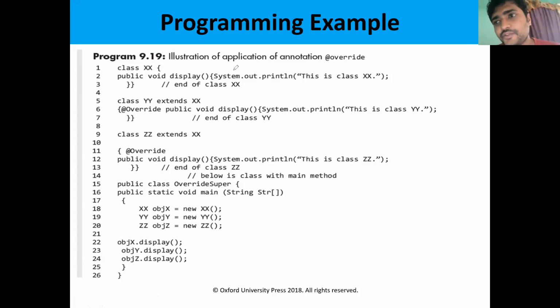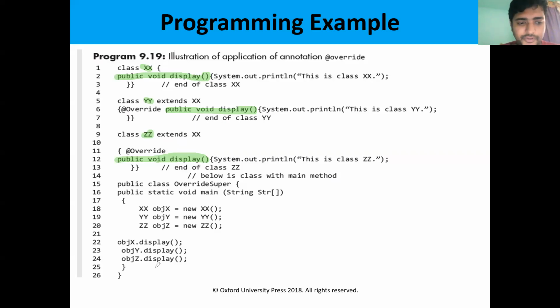In inheritance, we get method overriding. That means the same method, public void display, appears in each class. We have three methods for three different classes, for XX, YY, and ZZ. The three different classes have the same method name, same parameter list, and same return type. In this situation, the compiler gets an ambiguity.